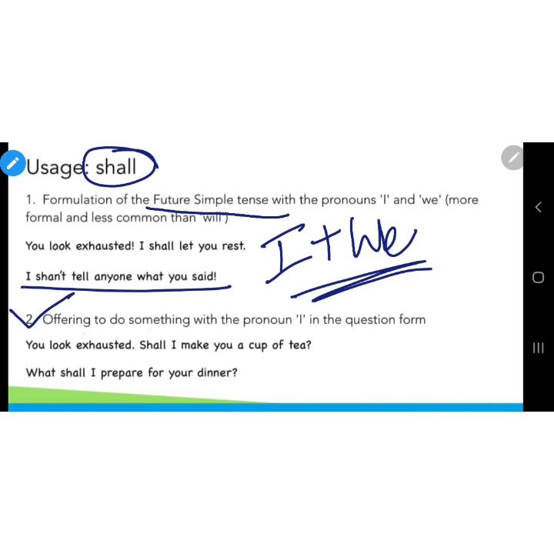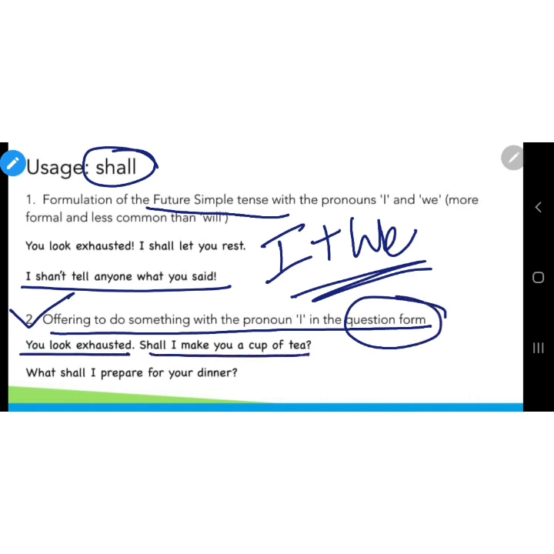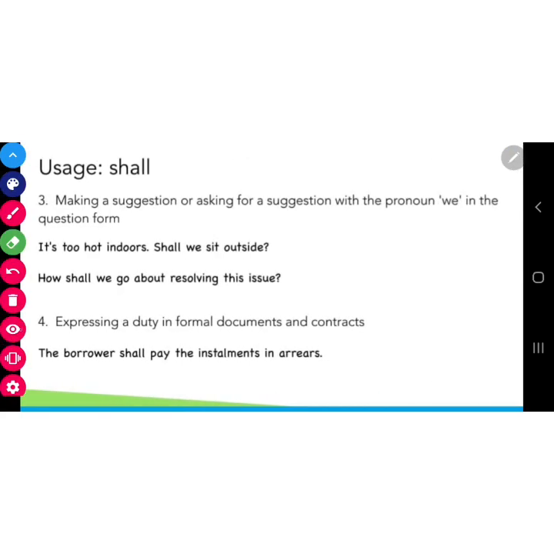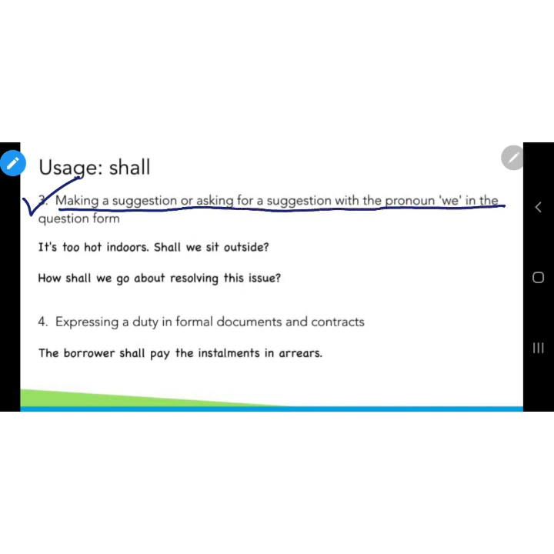Next, offering to do something with the pronoun I in the question form. You look exhausted. Shall I make you a cup of tea? What shall I prepare for your dinner? Alright, next, third usage. Making a suggestion or asking for a suggestion with the pronoun we in the question form. It's too hot indoors. Shall we sit outside? How shall we go about resolving this issue?